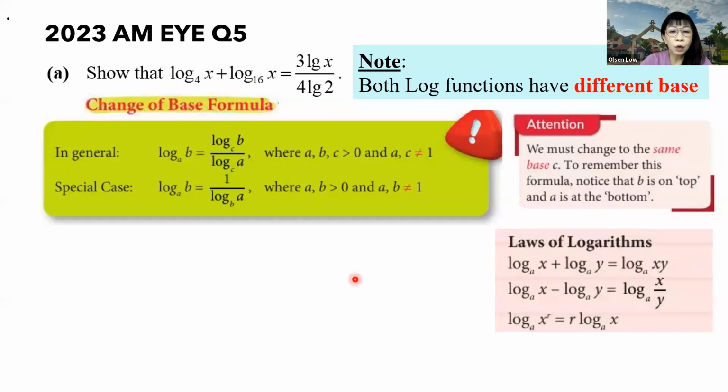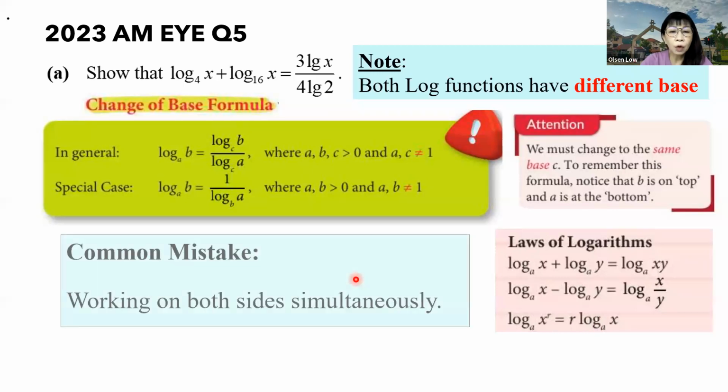Now, one common mistake made by most students is to work on both sides simultaneously. Do take note, in this case, the question asks us to show a particular result. When we are asked to show a particular result, we cannot work on both sides together at the same time. So what we need to do is work from the left-hand side or from the right-hand side.